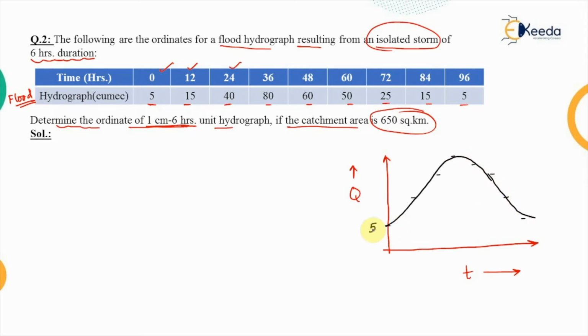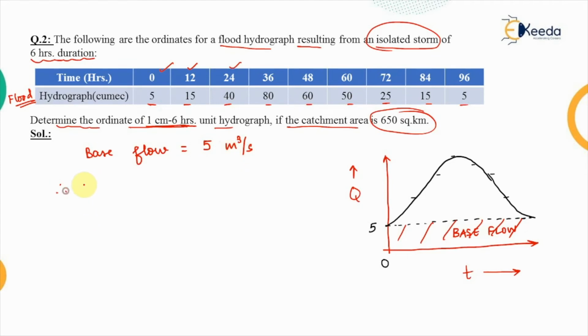So that means it has started at the 0 hour, corresponding to which the minimum value was 5 cubic meter per second. So from the curve it is clear that a straight line is assumed at 5 cubic meter per second, which is corresponding to the base flow. So from the curve it is clear that the base flow for the given flood hydrograph is 5 cubic meter per second.